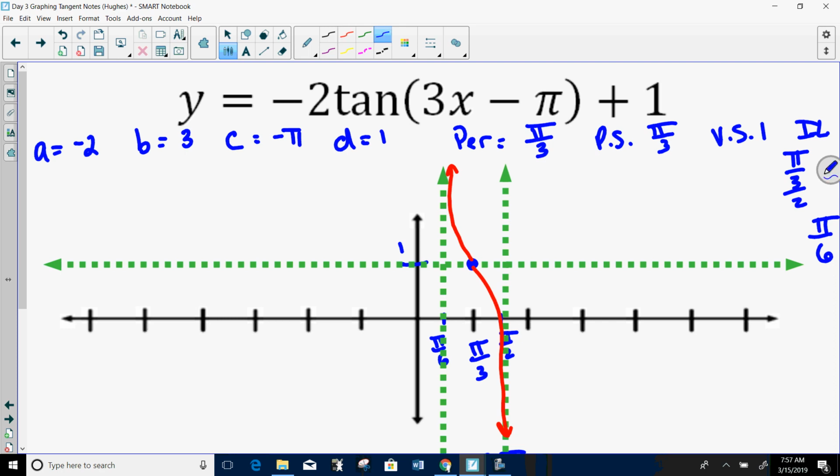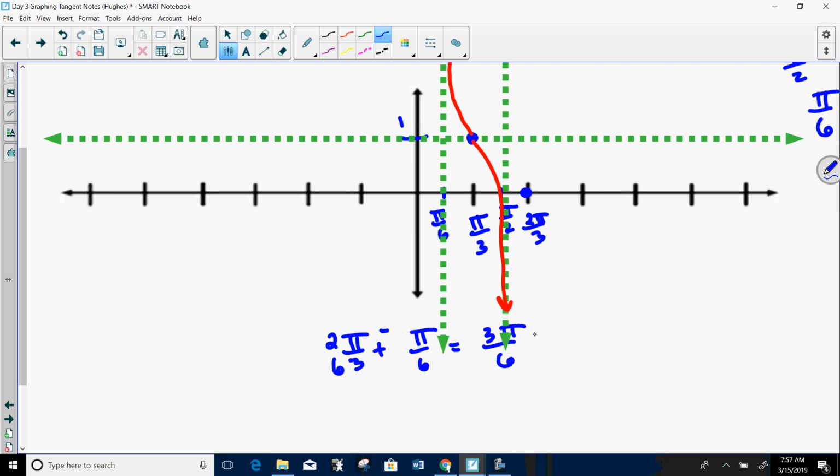If you wanted to draw another one, what you would do is add pi over 6 to pi over 2, which would be 4 pi over 6 or 2 pi over 3. Now, how did I do that so fast? Because I still have the 3 pi over 6 here, plus pi over 6 would be 4 over 6, which reduces to 2 over 3. And then take 4 over 6, add another pi over 6, which would be 5 pi over 6. And that would be my vertical asymptote. And then I draw my vertical asymptote in there.